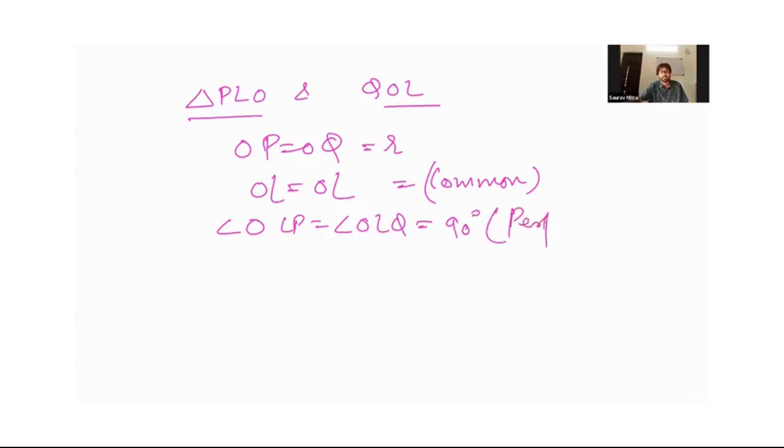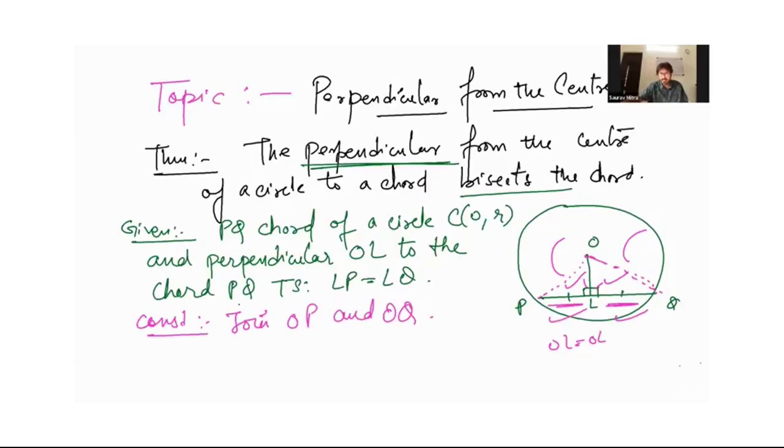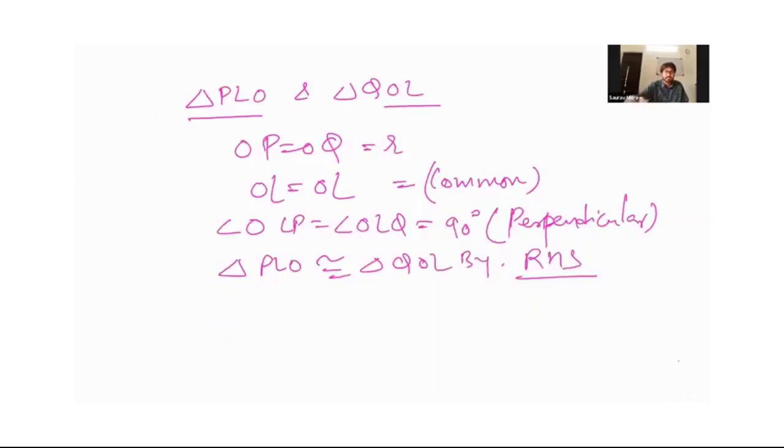So that means these two triangles, triangle PLO is congruent to triangle QOL by RHS congruence. How? Let's see again. RHS means right angle, hypotenuse, and side. You have used your right angle. This opposite side is your hypotenuse, and this is your side. So we will give preference to RHS. By the help of RHS, it is proved that these two triangles are congruent.